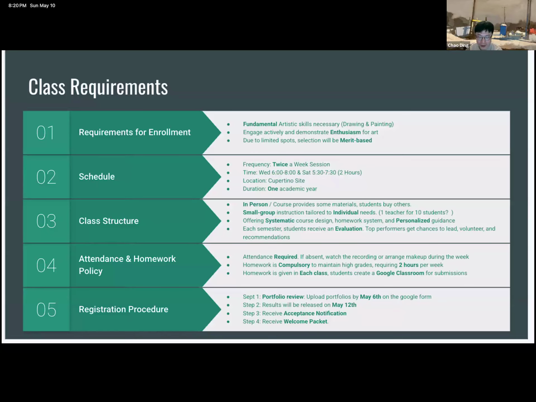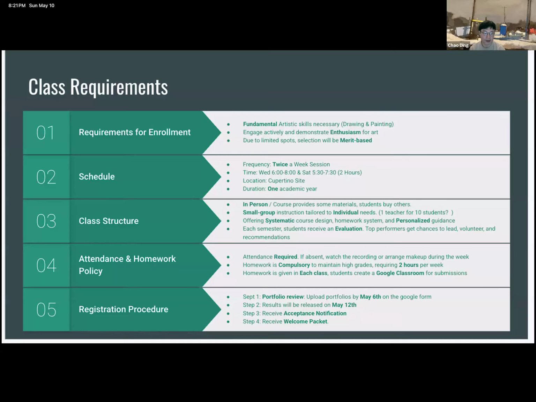So the program runs throughout the academic year at our Cupertino location. For now, we mainly have the class in Cupertino, and in the future, we're planning to expand to other sites. We provide a systematic curriculum with personalized guidance in a small group setting, as you can see from Junhao's introduction earlier. Students receive both technical instruction and individual feedback on their portfolio development.